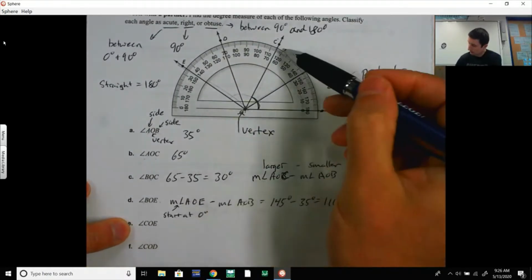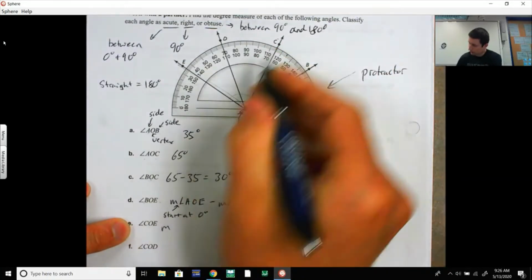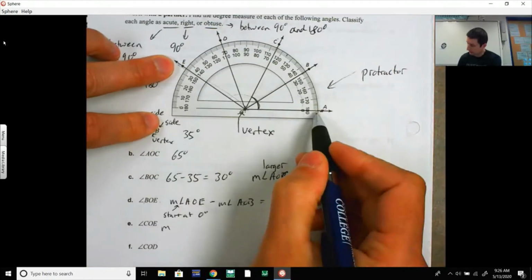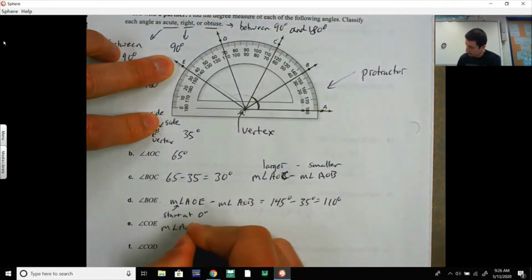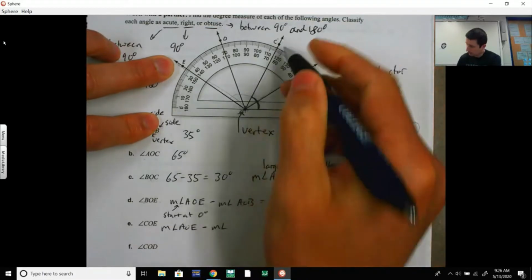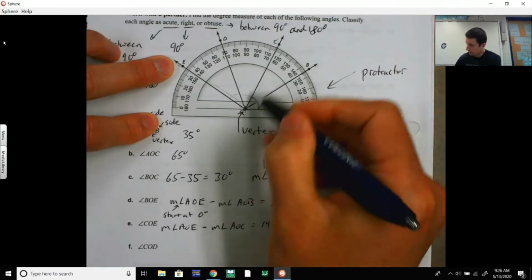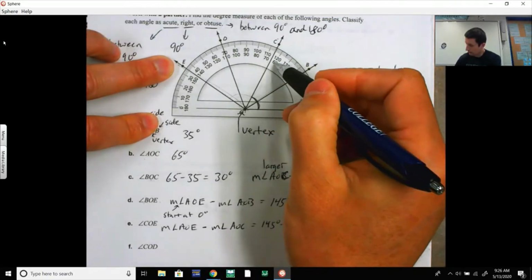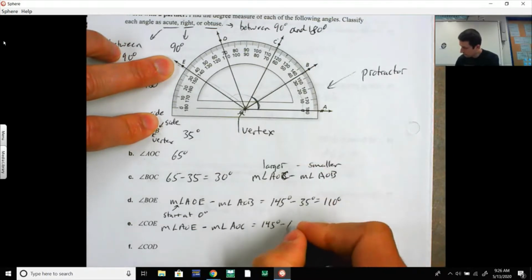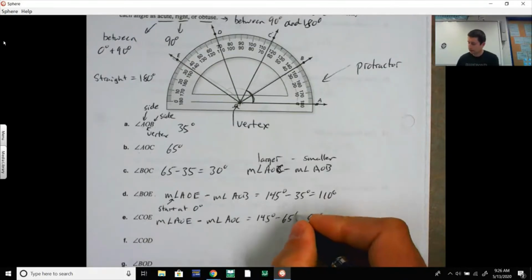COE. So I need to start COE. Here's my last point, so I have to start back at here. Measure of angle AOE minus the measure of angle AOC. That's 145. We know that one already. AOC is 65. So that would be 80 degrees. 145 minus 65, 80 degrees.